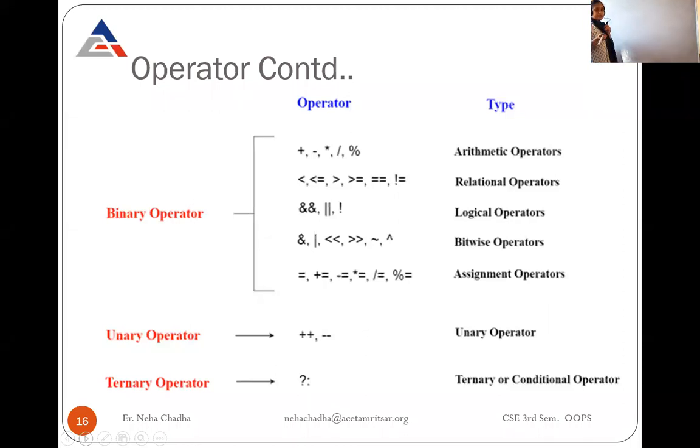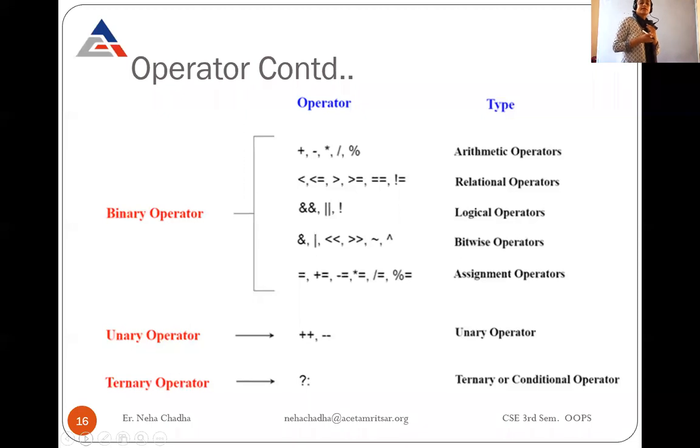The first one is the arithmetic operator: plus, minus, division, modulo sign, where you require two operands, a plus b. A and b are called the operands, and plus is the operation that you are going to perform. Multiplication is there. This is the arithmetic operator.